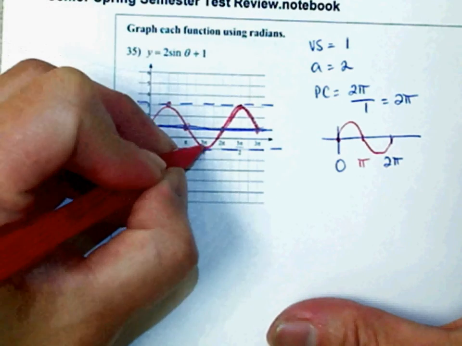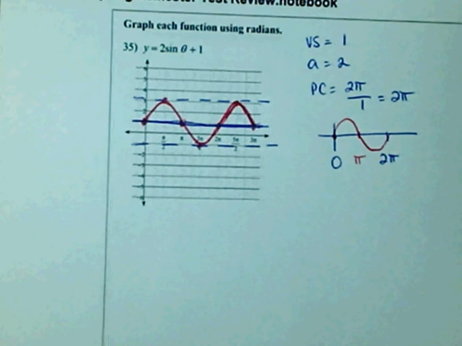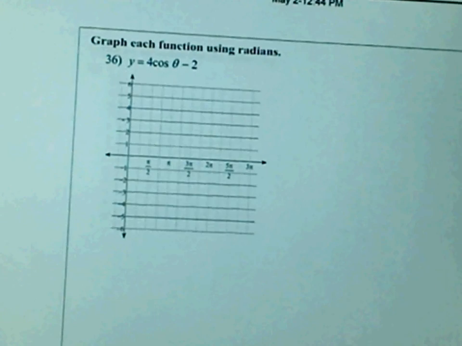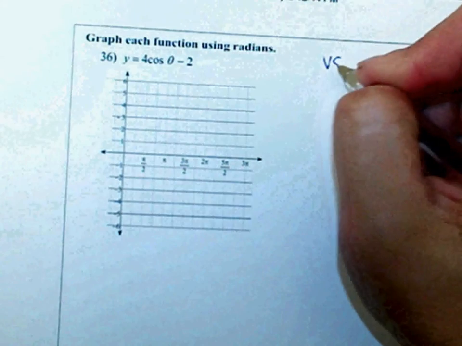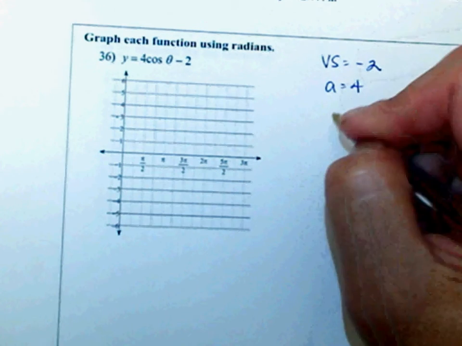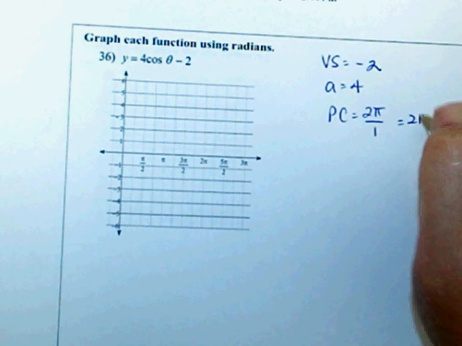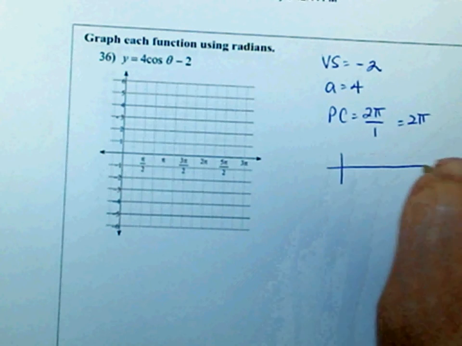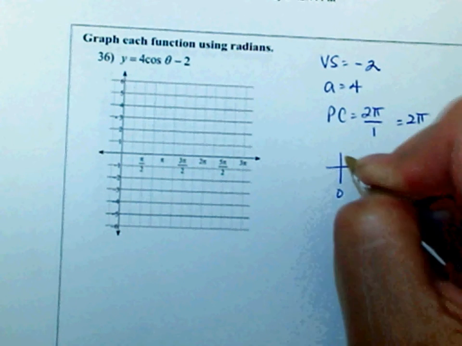Now let's take a look at our cosine. All right, here we go. Vertical shift is negative 2. Your amplitude is 4, and your period change is 2 pi over 1, which is 2 pi. I'm going to make my little sketch. 0, 2 pi. Here's pi. Start at the top, come down, go back up. So it looks something like this.